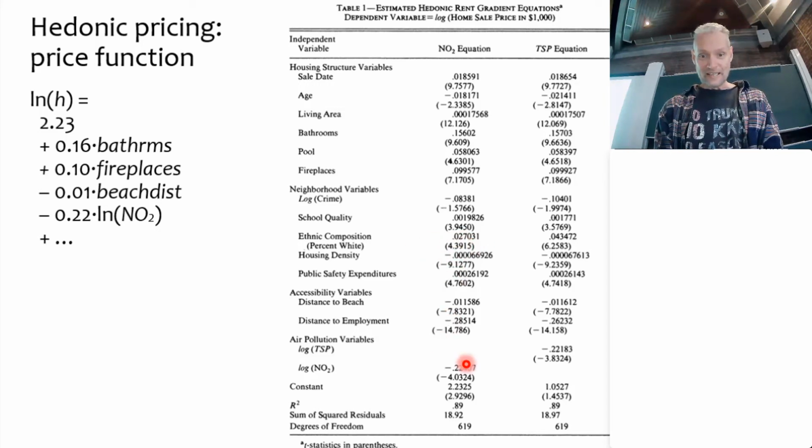Housing density, and then here what we are talking about, if there is a lot of total suspended particles, TSP, air quality is bad, the price of the house goes down, and it does so significantly. If there is a lot of NO2, then the price of the house goes down as well. This is another indication of air quality. So these things matter, and these regressions work, right?